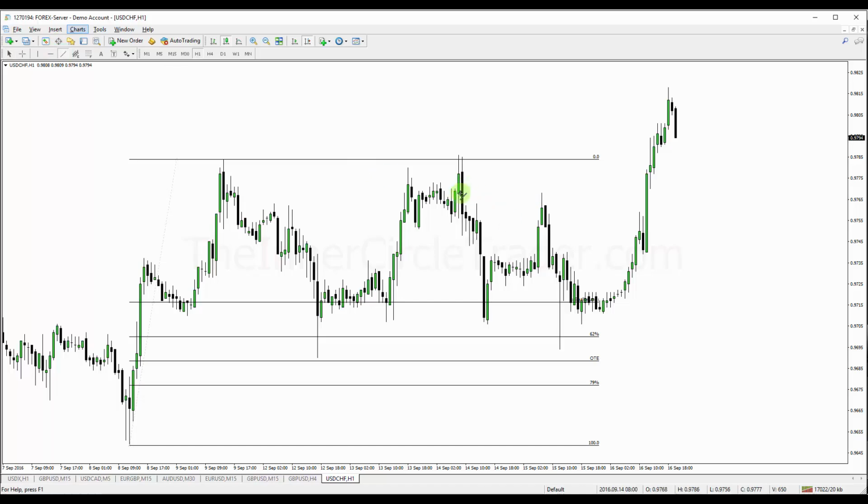And I'm going to tell you something. I hate this pair. I literally hate this pair with a passion because it's just a sneaky pair like the Japanese yen. And you Swiss folks and Japanese folks, please don't take offense to that. I don't like your currencies, put it that way.